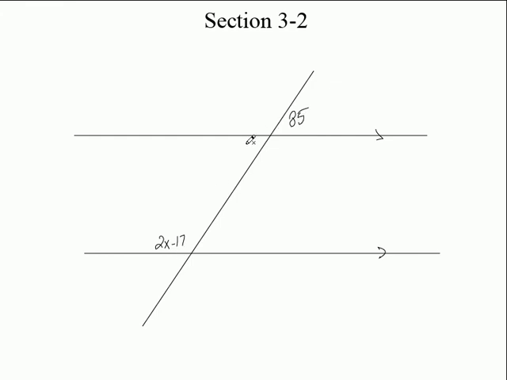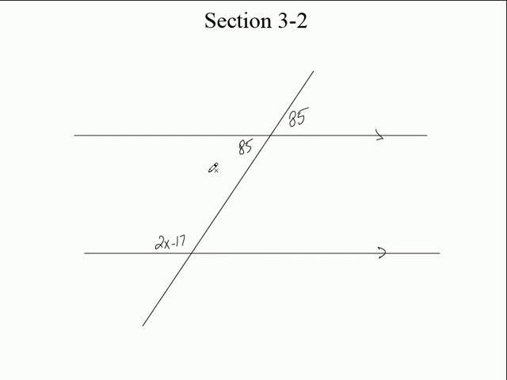Watch, if this is 85, what's this angle right here? That's 85 as well. Now there's a direct relationship between this one and this one. Give me the name. Consecutive interior angles. Okay, they're interior angles. Do you see it? They're consecutive interior angles because they're on the same side of the transversal.